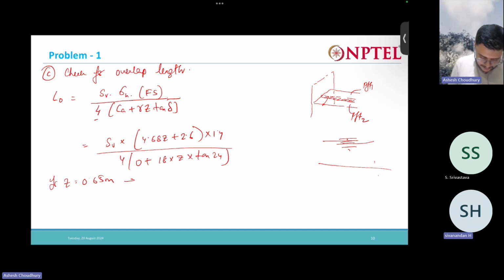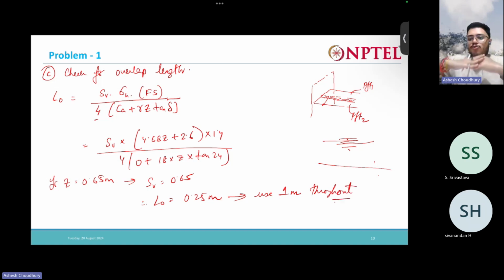So let us see. If we put Z equal to 0.65, S_V is 0.65. Therefore, if we put this in the equation, we will get L naught as 0.25 meters. But as it is very little, we will use an overlap of 1 meter throughout, as the minimum overlap. The maximum overlap comes at the top, for minimum Z. It is coming at 0.25, so if we put 1 meter, it will be sufficient for the whole height.